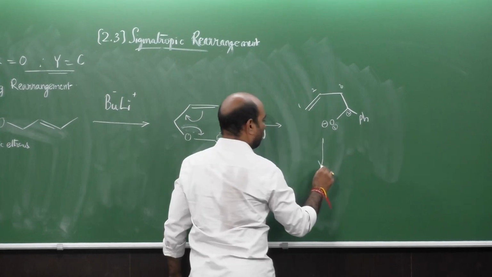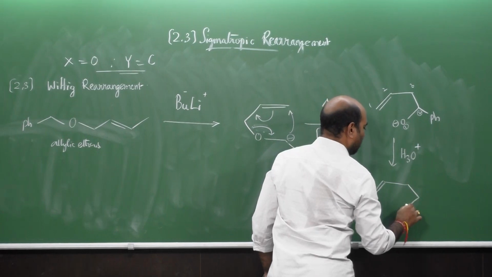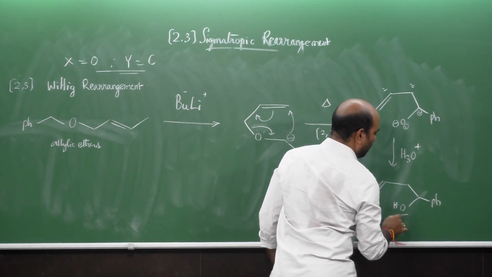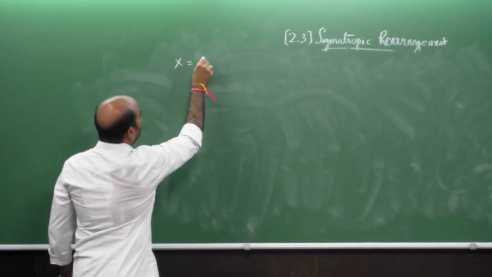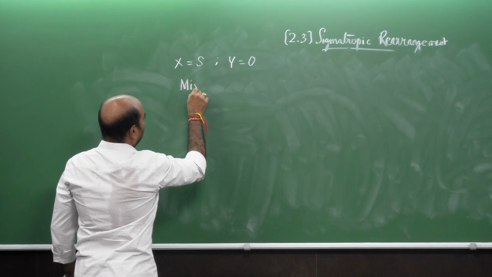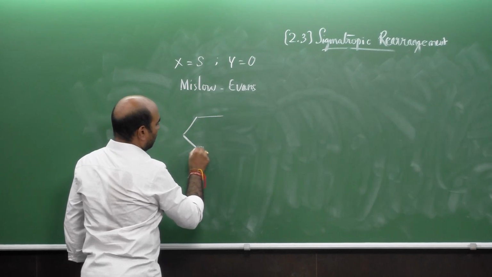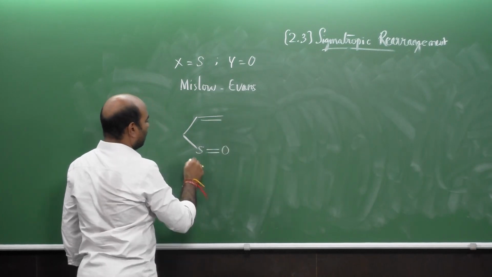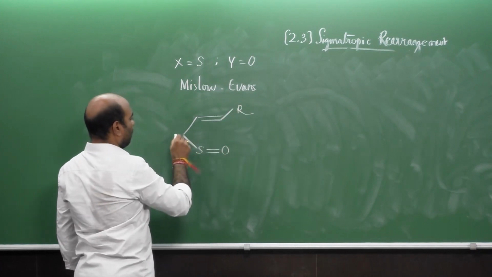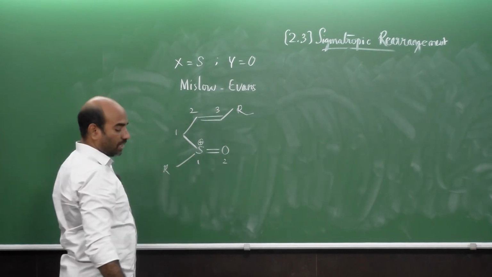Upon treating with or providing a proton, you will get homoallylic alcohols. If X is sulfur and Y is oxygen, this is Mislow-Evans. Yes, double bond to O and this one. So, 1, 2 and 3, this is 1 and 2. So, any other substituent can also be there.